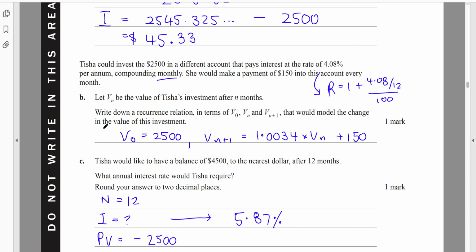V0, that's our starting term of this investment. Of course, it's 2,500. To get the next term, we're going to have to multiply by R, but then add on the 150 that she's adding.